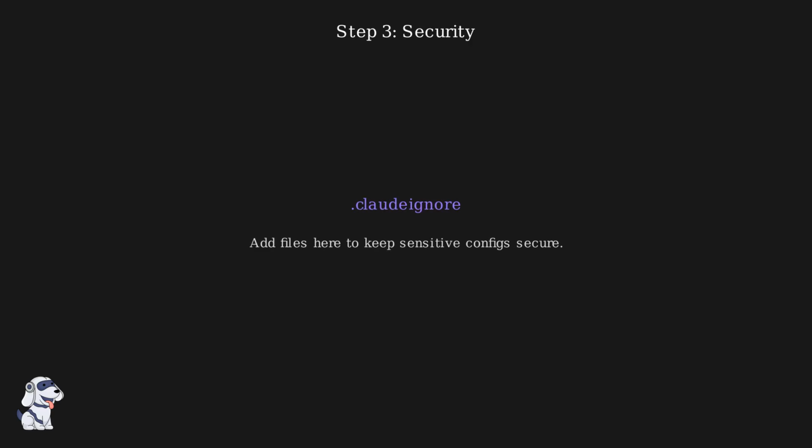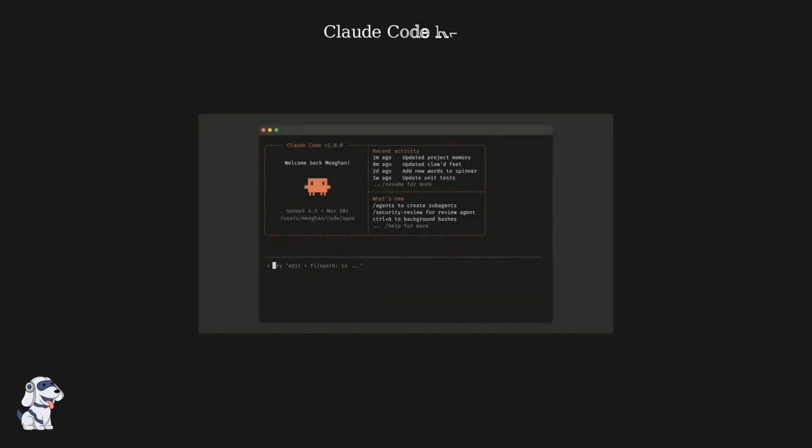Crucially, always initialize a .claudeignore file in your root directory. This ensures the agent avoids accessing sensitive local configuration files. Once authenticated and secured, you are ready to start orchestrating workflows directly from your terminal.